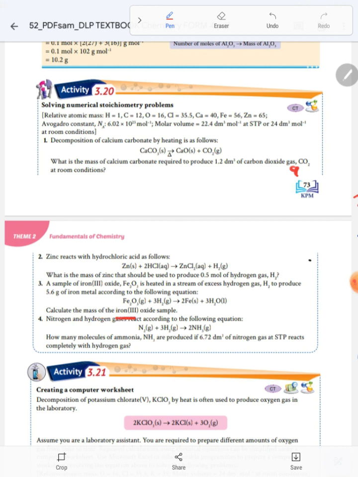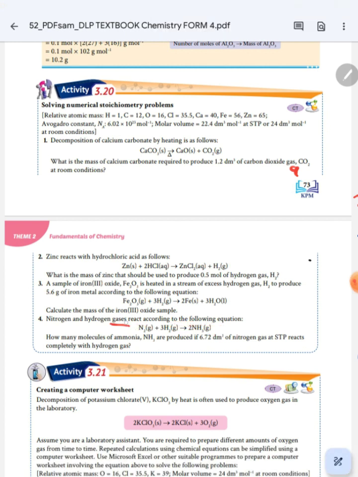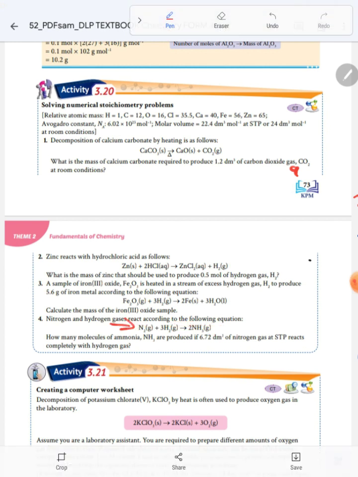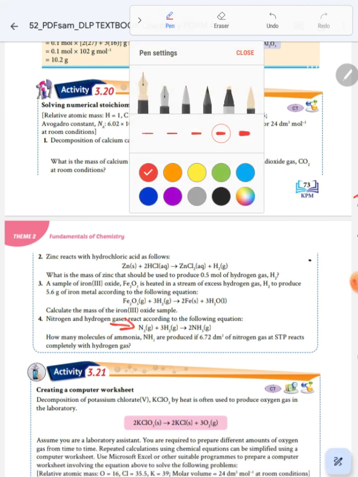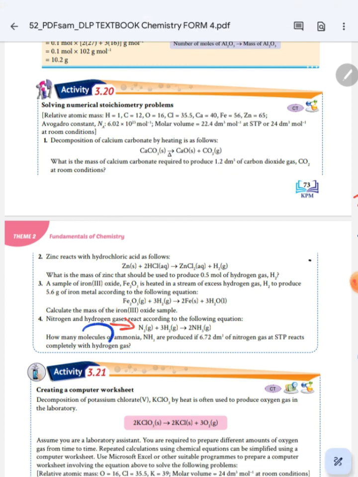Nitrogen and hydrogen gases react according to the following equation. Again, they gave you the balanced chemical equation. And if the chemical equation given is not balanced, you need to balance it first before you proceed to another step. So, how many molecules?